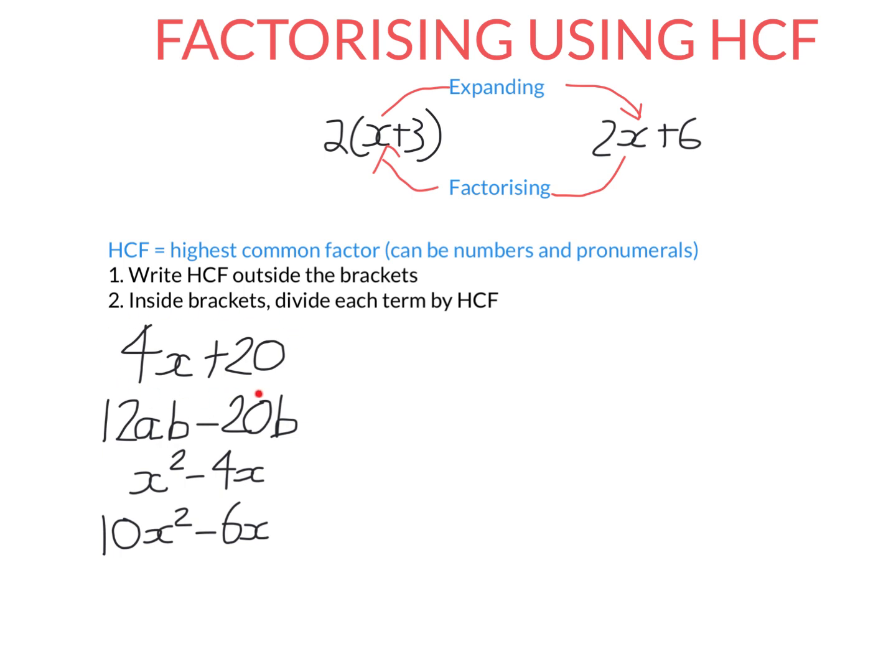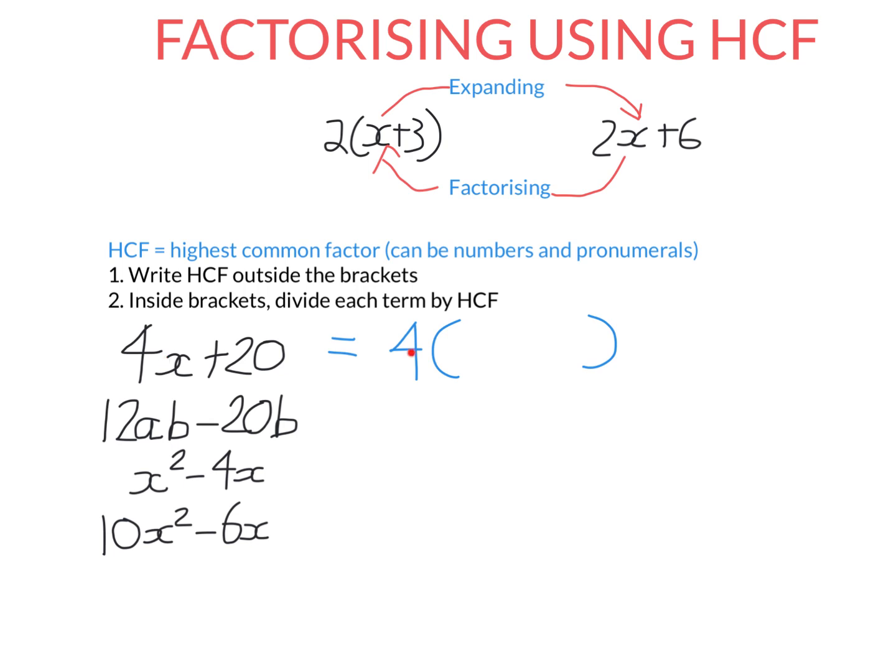So we're going to start by factorising 4x plus 20. We have two terms, 4x and 20. We want to find the highest common factor of these two terms. Well, the highest number that goes into 4 and 20 is just 4. That's sort of a factor they have in common that they both have. So the highest common factor is 4. We've done our first step. What we do now, inside the brackets, we divide each of the terms by 4.